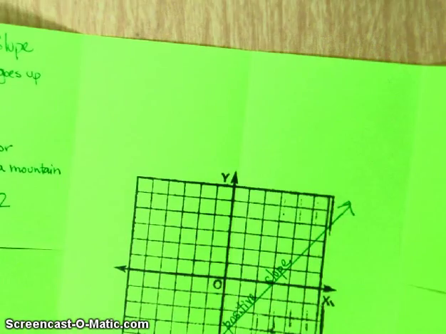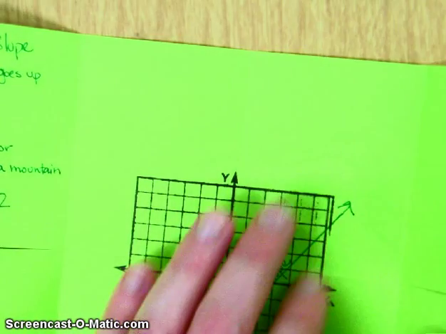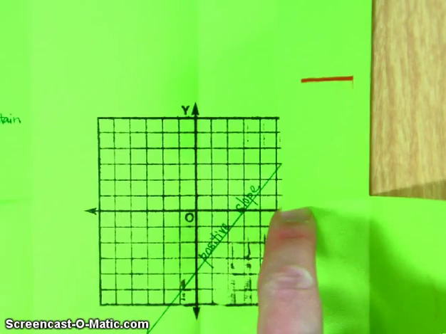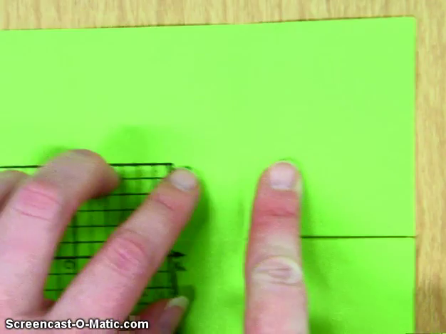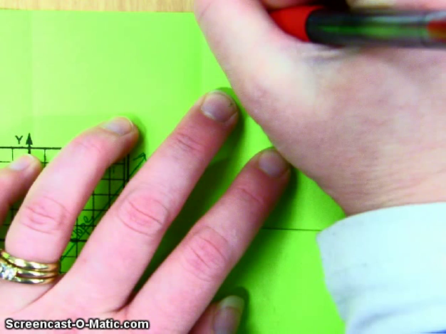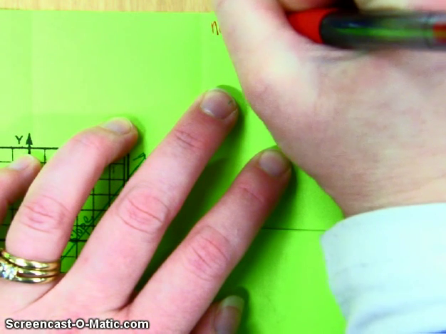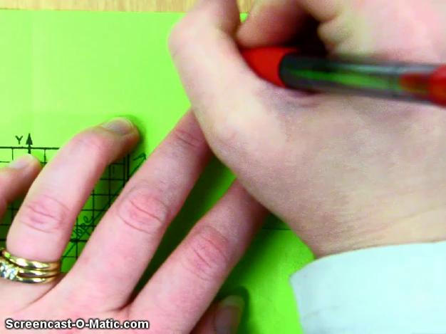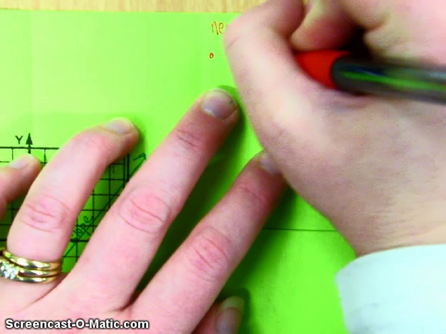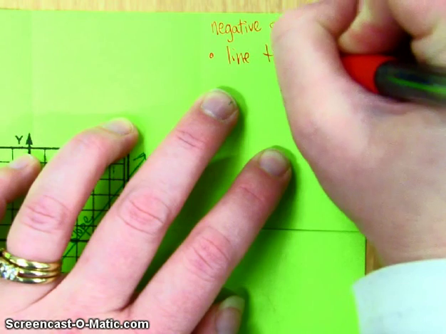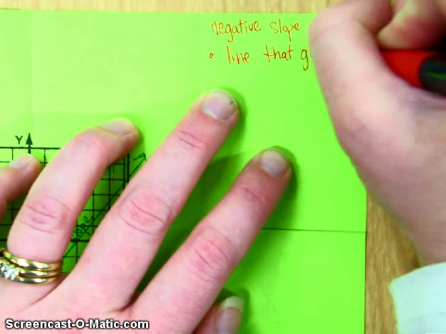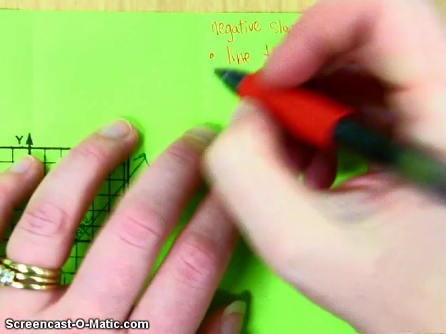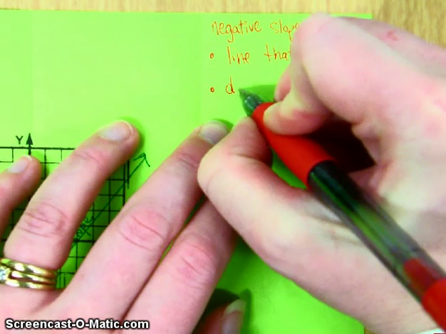For negative, and that would be this one, top right. A line has negative slope. It's a line that goes down. It's decreasing.